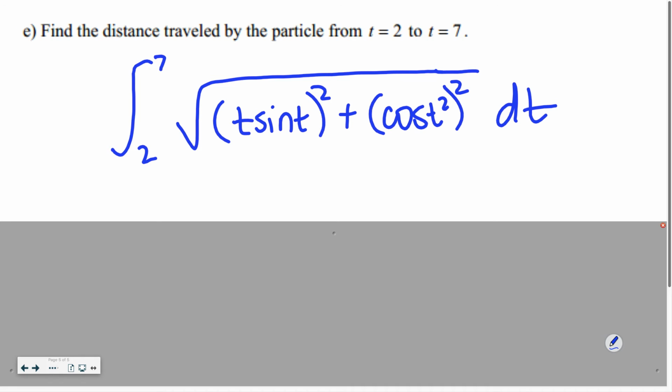Did you put this in your calculator? If you haven't started plugging this in your calculator, please do so now. Doesn't require any talking. Just requires fingers punching buttons.